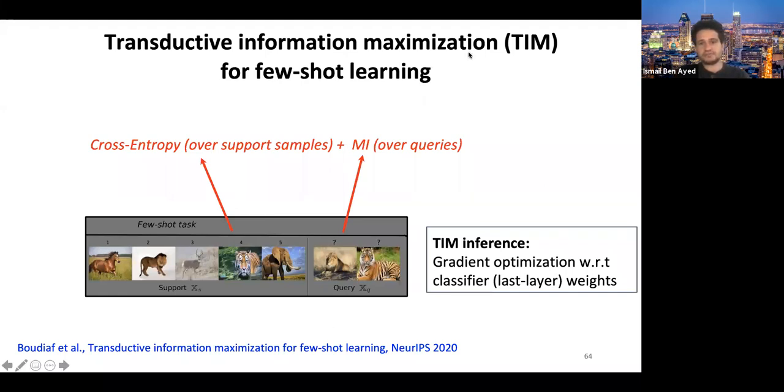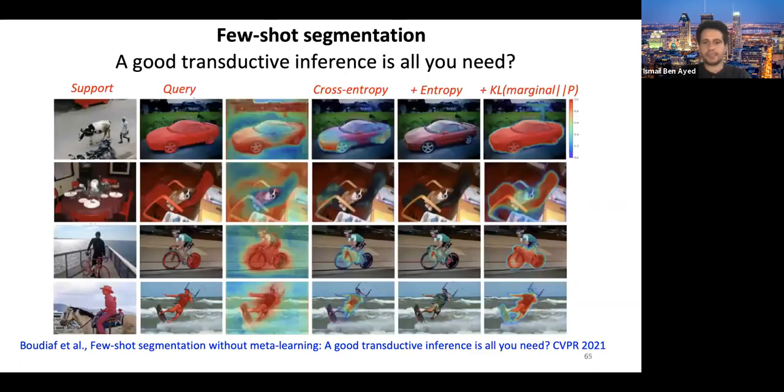This work, a few months ago, was the state of the art for few-shot learning. Maybe there are a few works that surpass it by now, but it's very simple. No meta-learning, nothing at all. You can think of it as clustering, and it's a mutual information maximization.